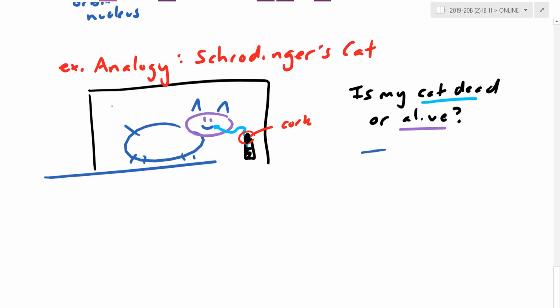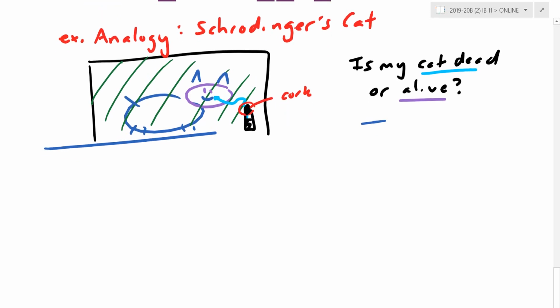Because the box is over top of it, it sort of clouds what the cat is doing. I don't know whether it's dead or alive. Instead of being in a state of just saying, I don't know, the cat can be thought of as being in a state, kind of funny. The cat can be both dead and alive.